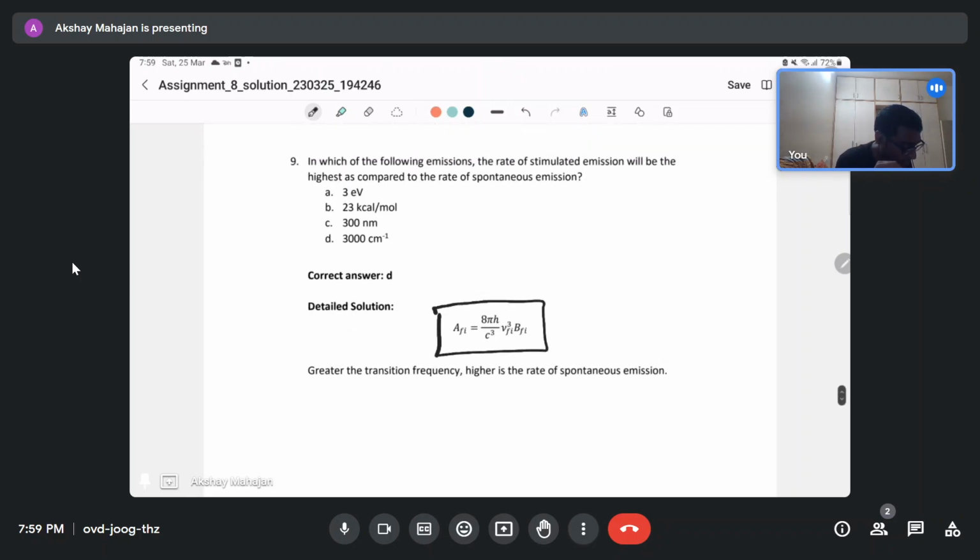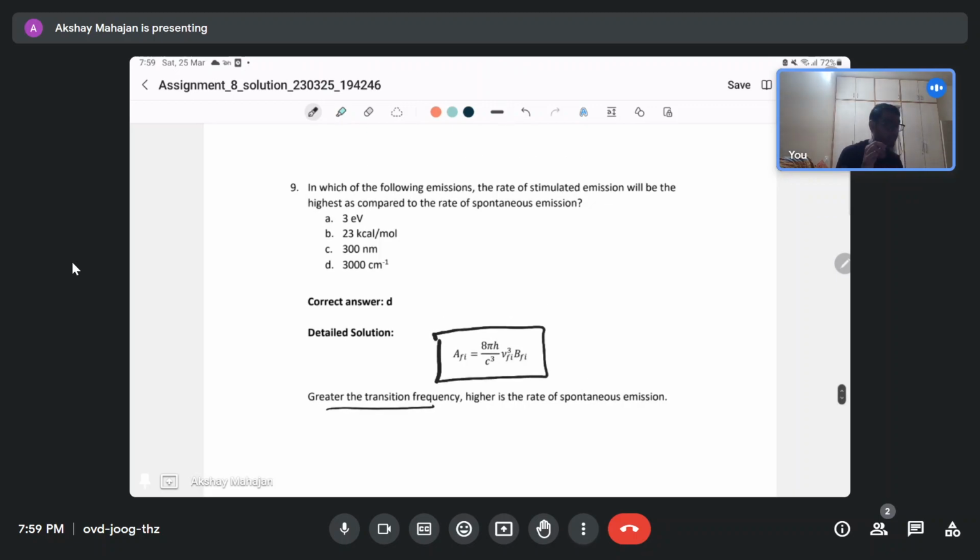Now, you can see that in this, basically, the greater the frequency, the higher the rate of spontaneous emission. So if the frequency is higher, then the spontaneous emission will also be higher. So you just have to convert this into the same units of frequency, and then you can find. Now here this is in nanometer. I guess C cannot be answered directly because this is in wavelength, so you have to convert all the values into energy units, and maybe compare from there.